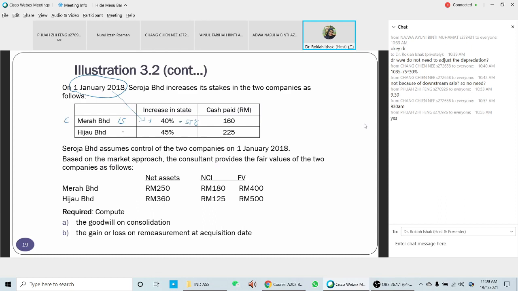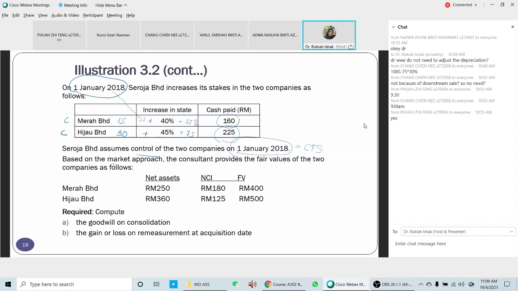Look at Hijau. At the beginning you had 30%, then you add another 45%, so at the end you're going to have 75%. So for both, you already have control over Merah and Hijau. This is the amount of cash that you paid during that day to acquire 40% of Merah and 45% of Hijau, 225 here. So you assume that you already control both companies on 1st of January. So starting from 1st of January 2018, you need to prepare consolidated financial statements.